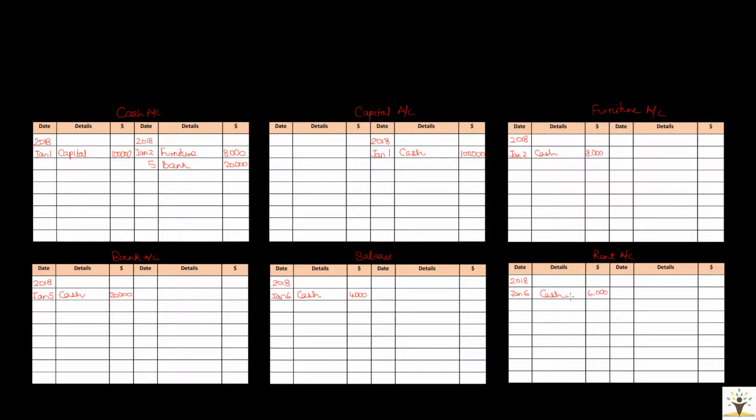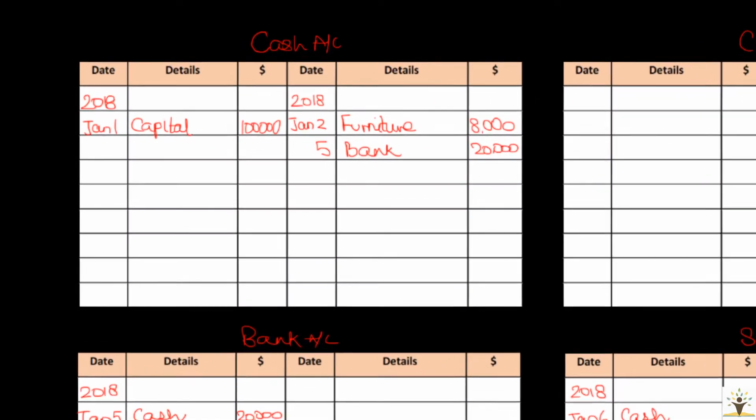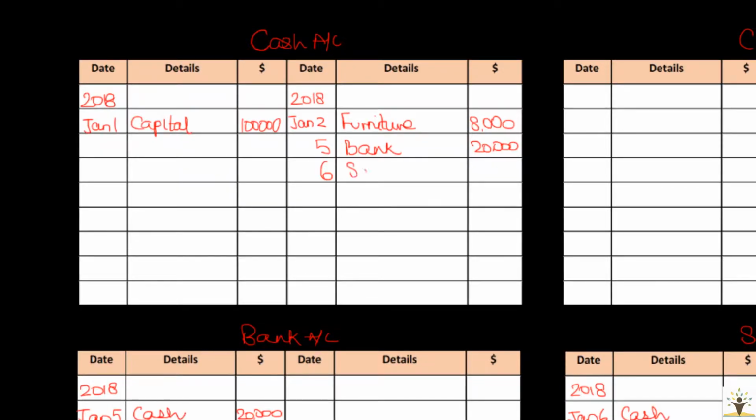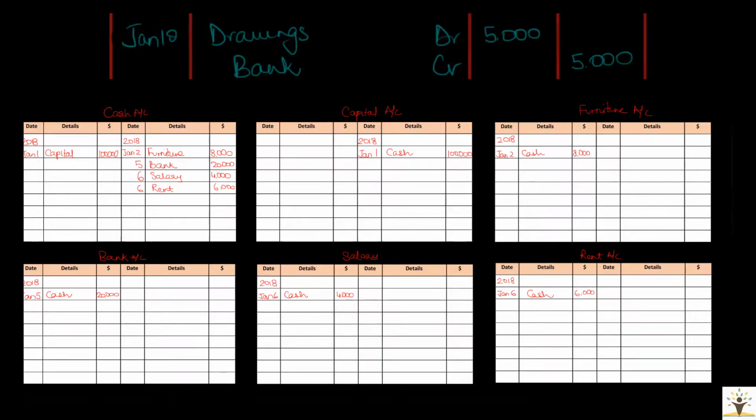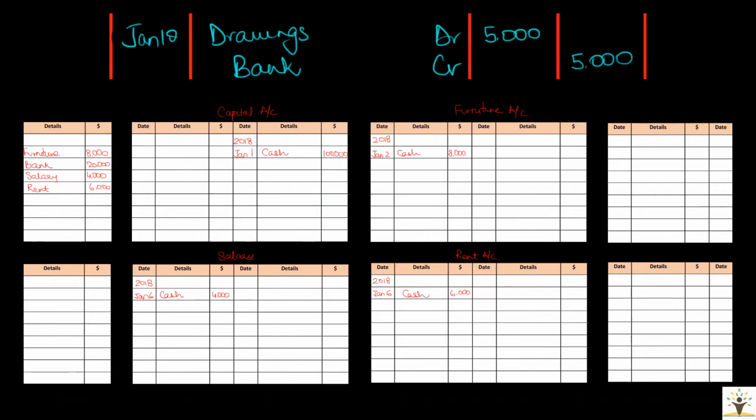Second effect of this transaction will be recorded in the cash account credit side. Date Jan 6, salary 4,000 and rent 6,000. So total of 10,000 credited in the cash account. You can try posting the other transactions on your own and then later check with this video so as to make sure that you know how to prepare accounts. Drawings debit and bank credit. Let's make a drawings account.